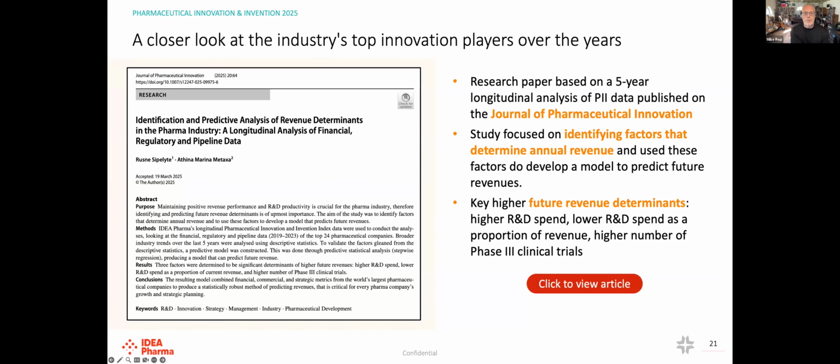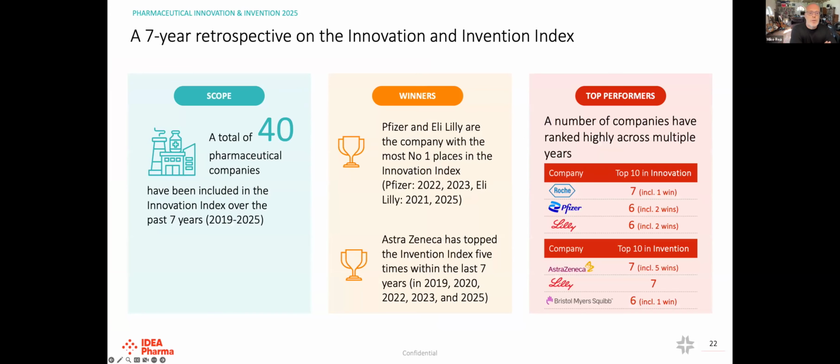I won't dwell on this because this is a research paper where we put some of this longitudinal analysis of the data into the Journal of Pharmaceutical Innovation. You can all go and take a look at that, but it says higher R&D spend, lower R&D spend as a proportion of revenue, and the higher number of phase 3 clinical studies are the kind of things that tend to determine what you're going to make in the future, as you would expect. So again, I won't dwell too much on that.